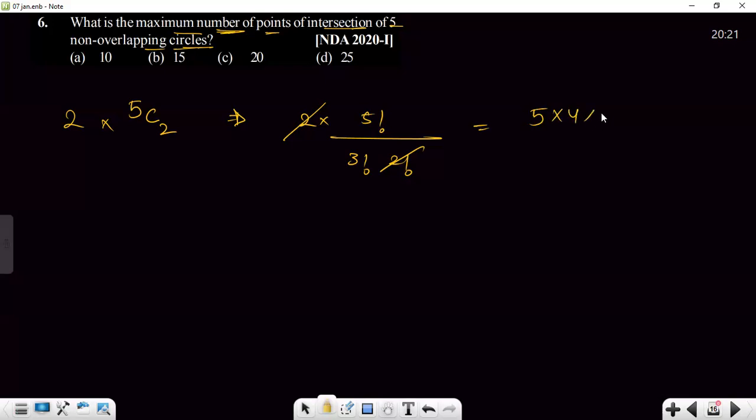5 into 4 into 3 factorial upon 3 factorial. 3 factorial cancels 3 factorial, giving 20. So there will be 20 points of intersection of 5 non-overlapping circles. Are you able to understand it?